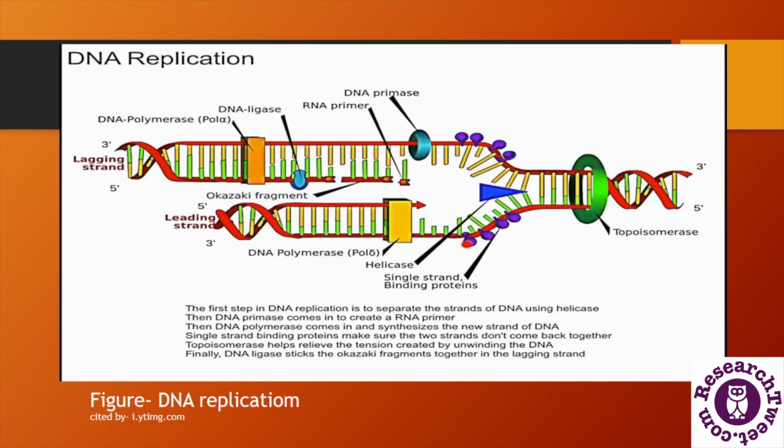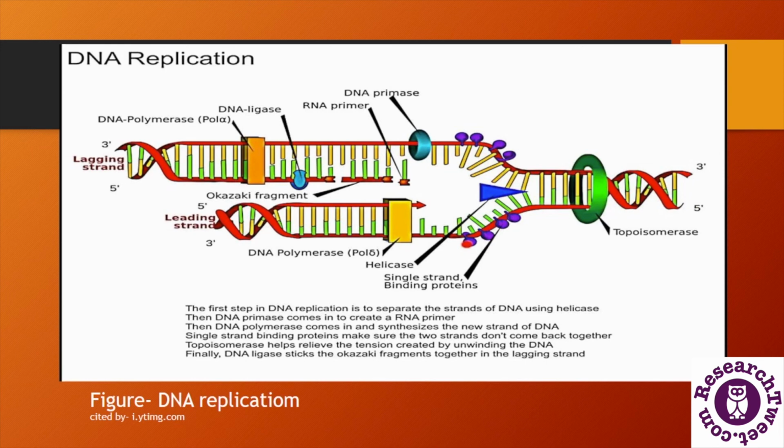Here we can see the two strands of DNA, the leading strand and the lagging strand. In the leading strand, the replication is going on in the direction of 5' to 3', which is a continuous process. But in the case of the lagging strand, the replication is going on 3' to 5', but it is discontinuous because of the helicase activity. Here we can see the small fragments which are called Okazaki fragments.